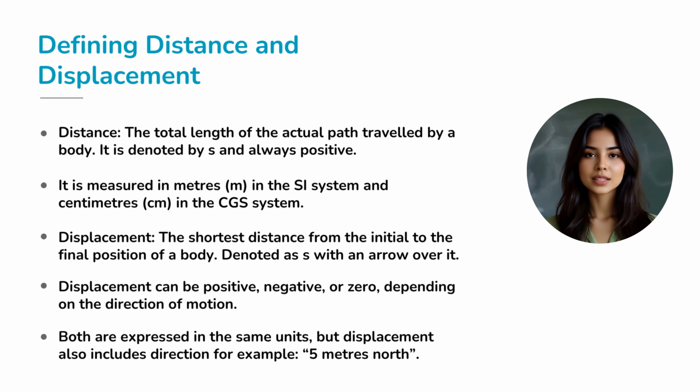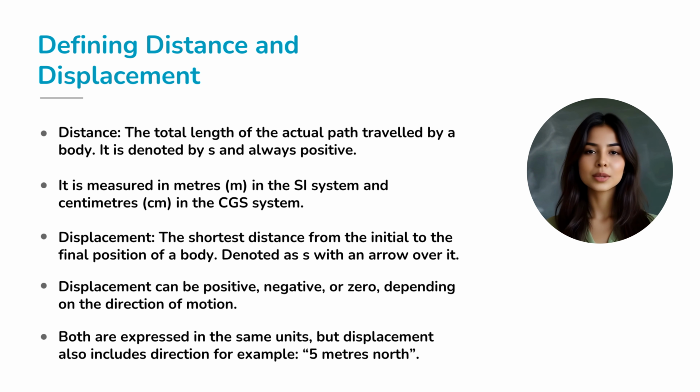It's the total length of the actual path a body travels, and we represent it with the letter S. Since it doesn't involve direction, distance is a scalar quantity. It's always positive and simply tells us how much ground is covered.